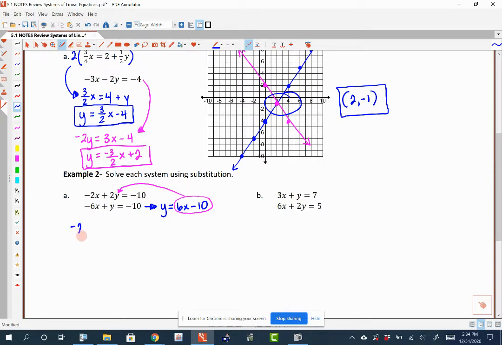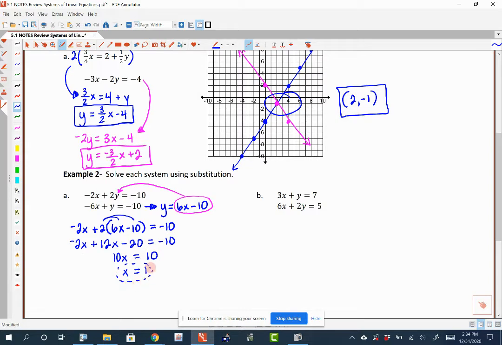So I'm going to rewrite here. I have negative 2x plus 2 times, and as I substitute, I'm going to use parentheses. I'm going to substitute in this whole 6x minus 10. So before we can solve, we've definitely got to distribute our 2. So we still have a negative 2x, but plus, so we'd have 12x, and then we'd have minus 20. Combining like terms, we end up with 10x. I'm going to go ahead and add my 20 over, which also gives me a positive 10. And when I divide by 10, I get that the x value is 1.